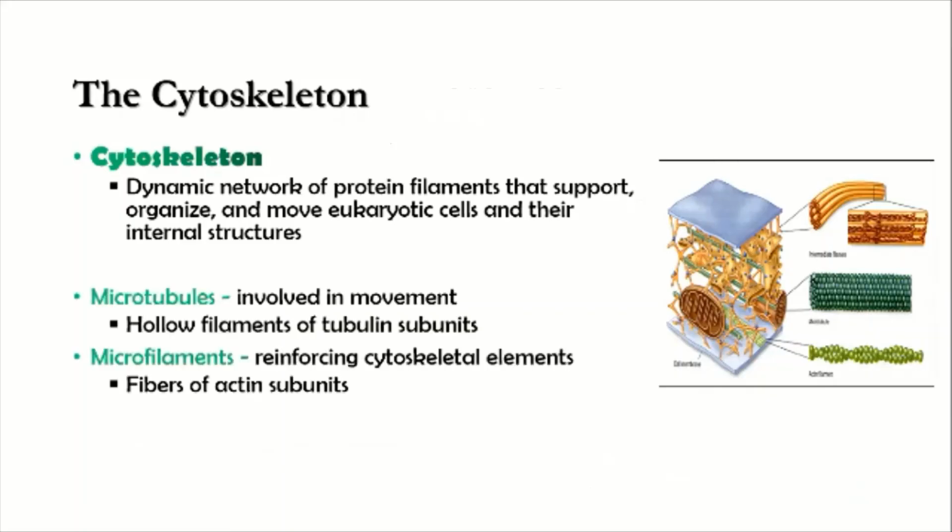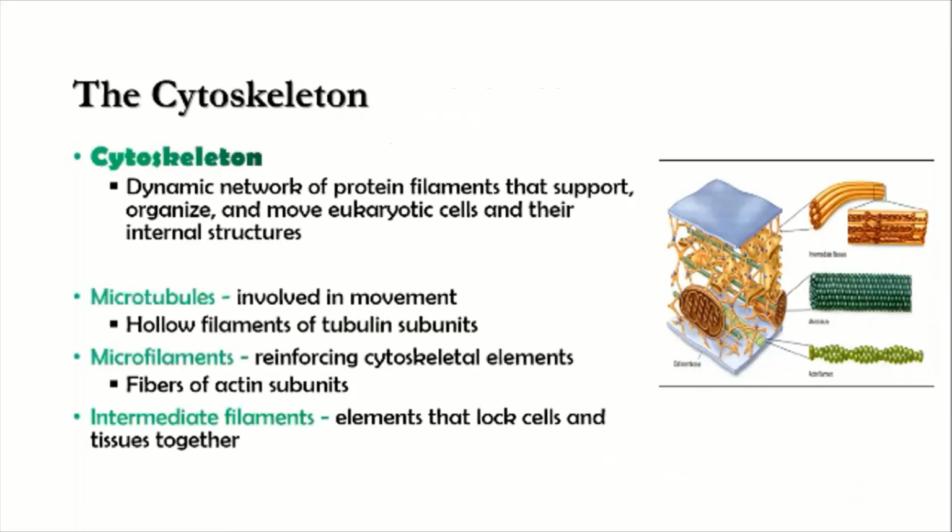There are three components of the cytoskeleton: the microtubules, the microfilaments, and the intermediate filaments. The microtubules are involved in movement, and they are composed of hollow filaments of tubulin subunits, while the microfilaments are the reinforcing cytoskeletal elements, composed of actin subunits. Now we have the intermediate filaments. They are in the middle, and these are the elements that lock cells and tissues together.